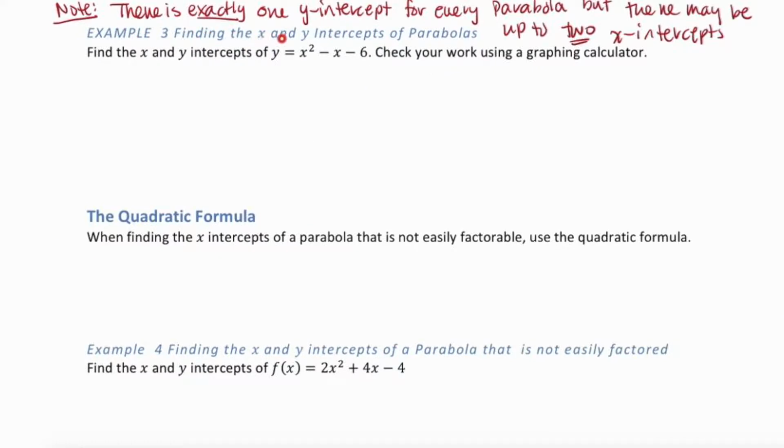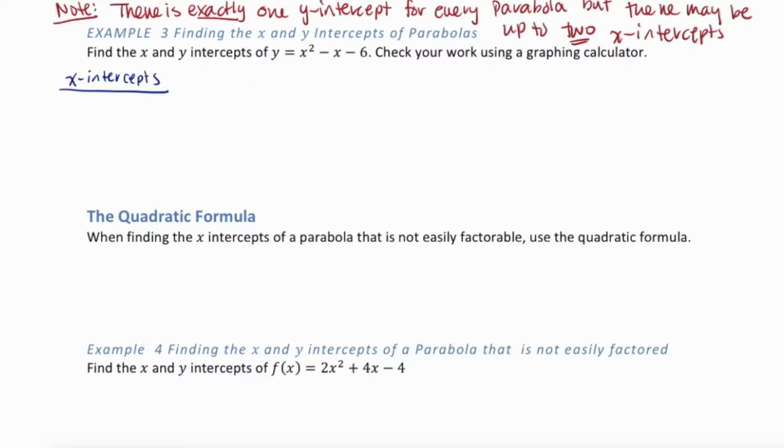Example 3, finding the x and y intercepts of parabolas. Find the x and y intercepts of y equals x squared minus x minus 6. Check your work using a graphing calculator. So let's start with our x-intercepts. And remember, we may have 0, 1, or 2 of these.